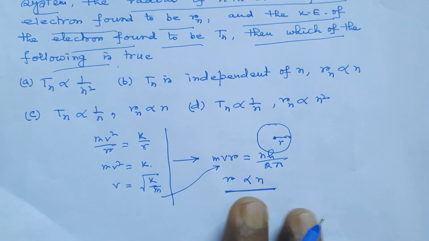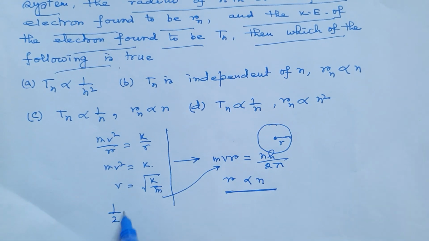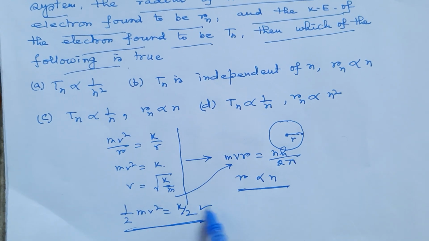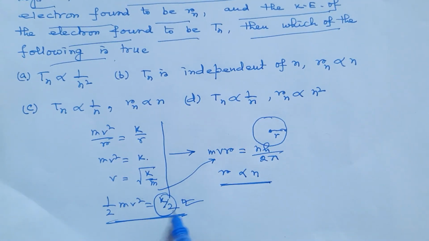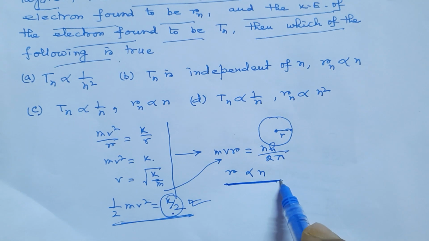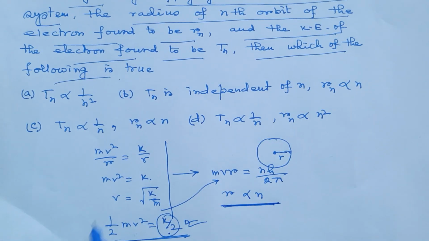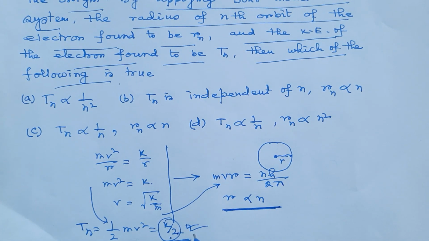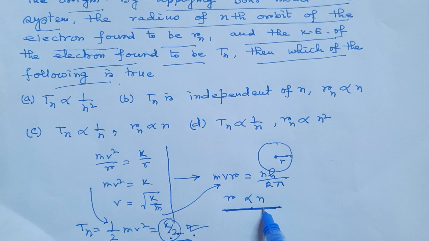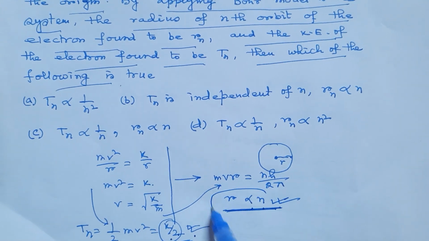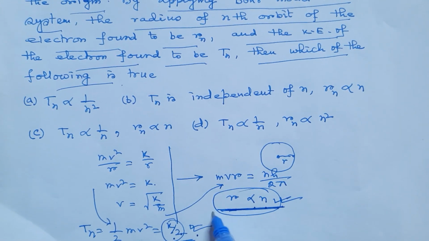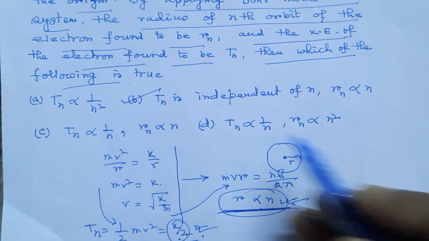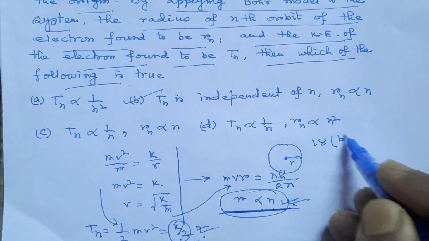Now, the kinetic energy of the electron, half mv square, equals k by 2, and this expression also reveals that kinetic energy is independent of n, but r is proportional to n. So kinetic energy Tn equals half mv square equals k by 2, which is independent of n, but the radius of the orbit is proportional to the principal quantum number of the corresponding orbit. So the correct option is B. So the correct option to question number 18 is B.